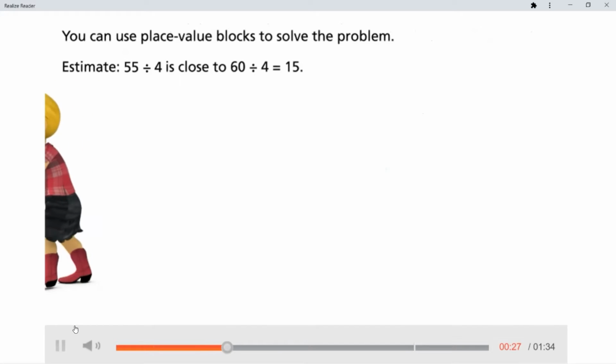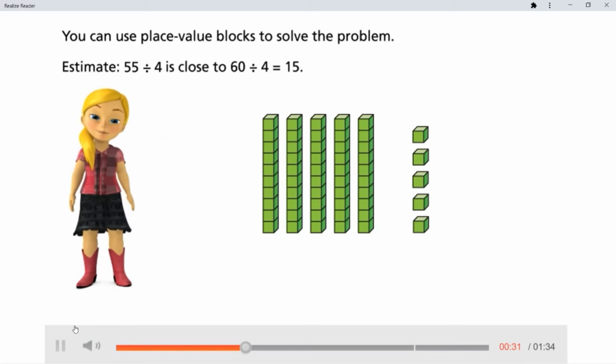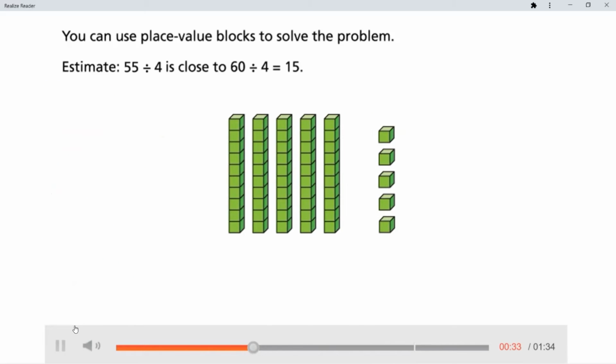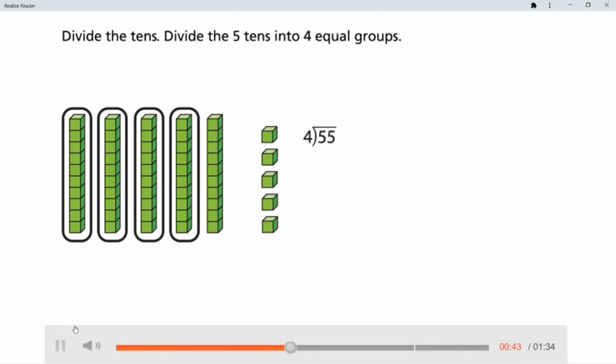You can use place value blocks to solve the problem. Estimate. 55 divided by 4 is close to 60 divided by 4 equals 15. Divide the tens. Divide the 5 tens into 4 equal groups. There is 1 ten in each group and 1 ten and 5 ones left over.